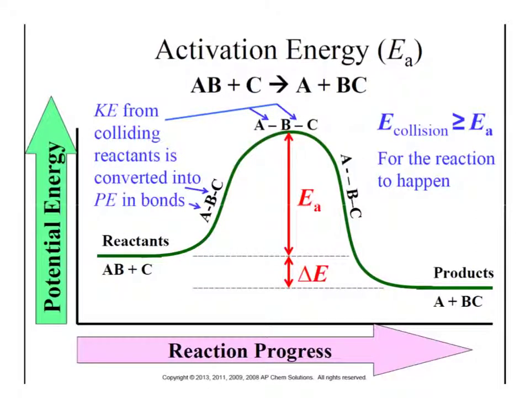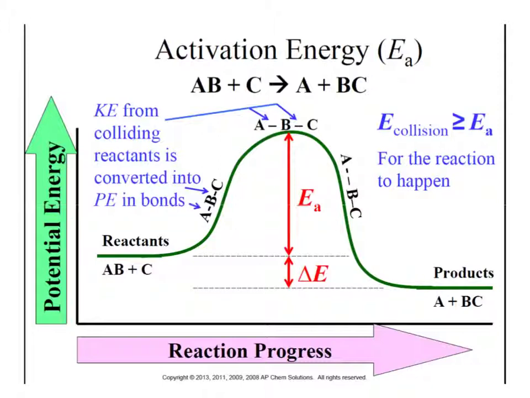Now it's time to look at the energy of a reaction again. We looked at this back in the thermodynamics unit. This would be a reaction where the energy of the reactants is right here, energy of the products is right there, and then there's this little hump that they have to get over in order to go from reactants to products, and this little hump is called the activation energy.